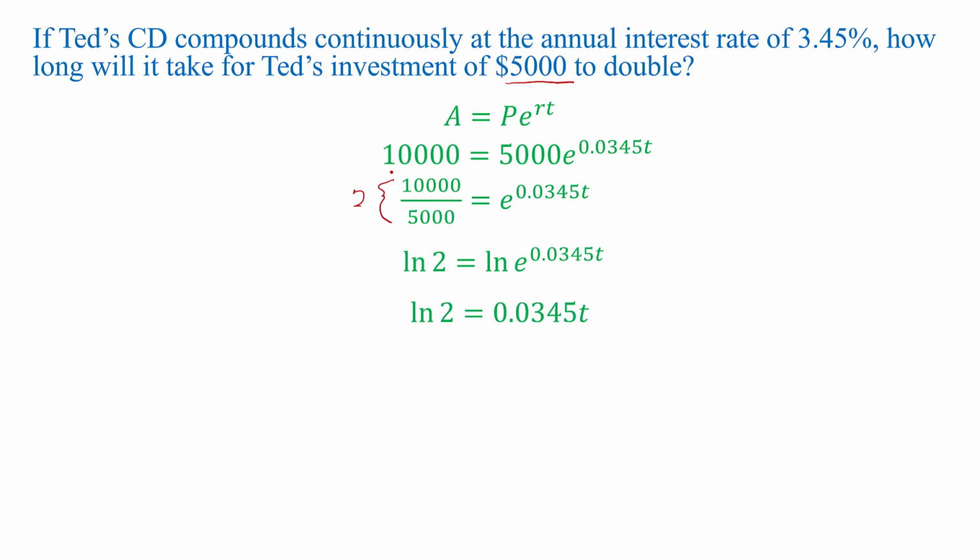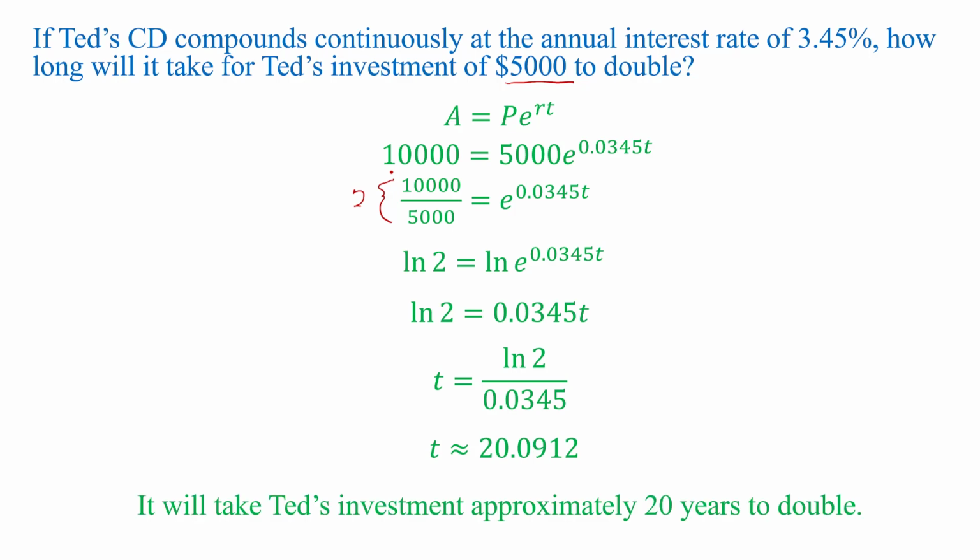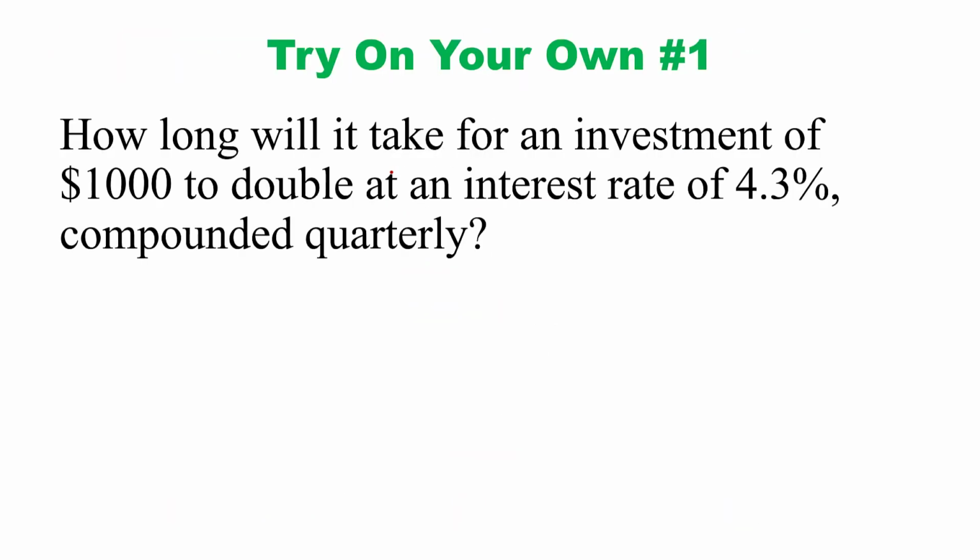Natural log of e raised to the power of 0.0345t is simply 0.0345t, from which step I will divide both sides of my equation by 0.0345 to get t equals the natural log of 2 divided by 0.0345. Plugging in a calculator, t is approximately equal to 20.0912. As an answer to this problem, I would say it will take Ted's investment approximately 20 years to double. If we were asked to give a more accurate answer, we might say approximately 20.1 years or 20.09 years.